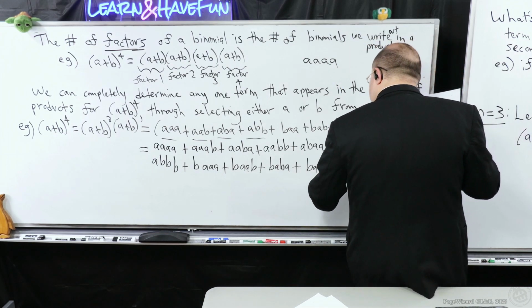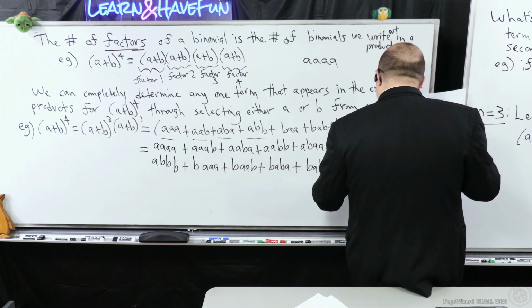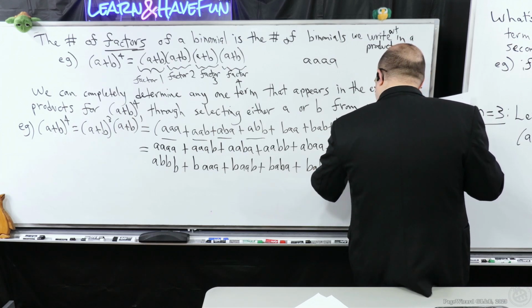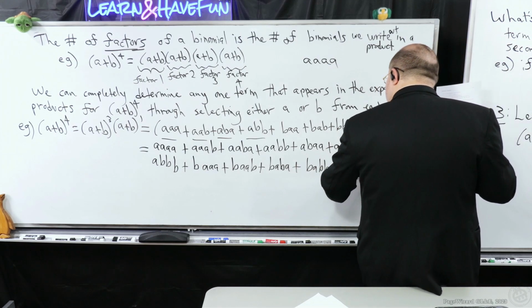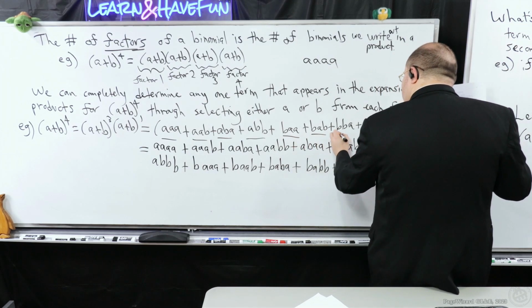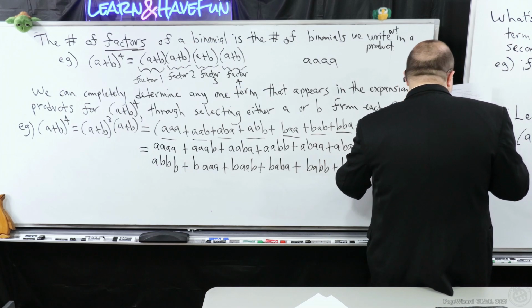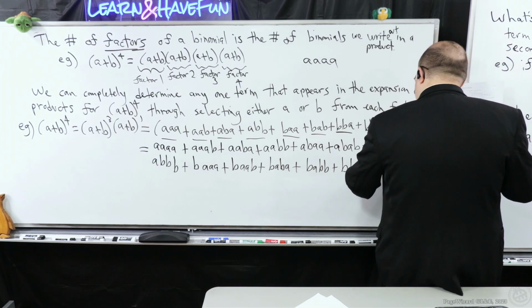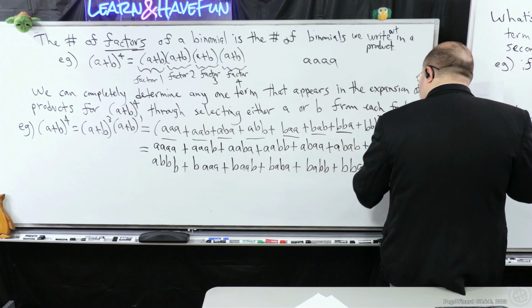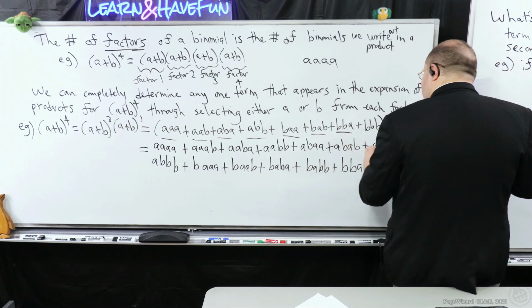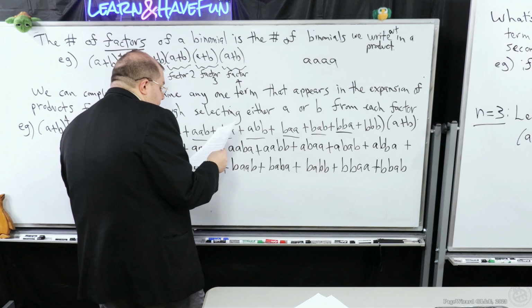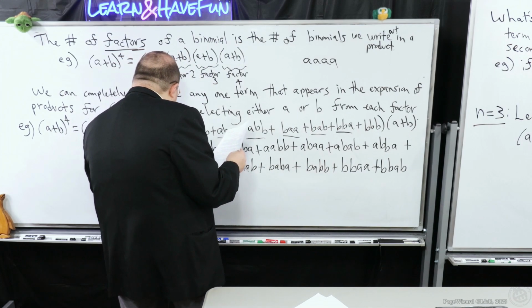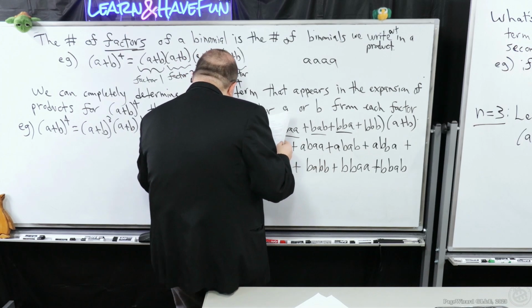Then the next one is BBA, so we've got BBAA plus BBAB. And then last, we have the last two: BBBA plus BBBB.